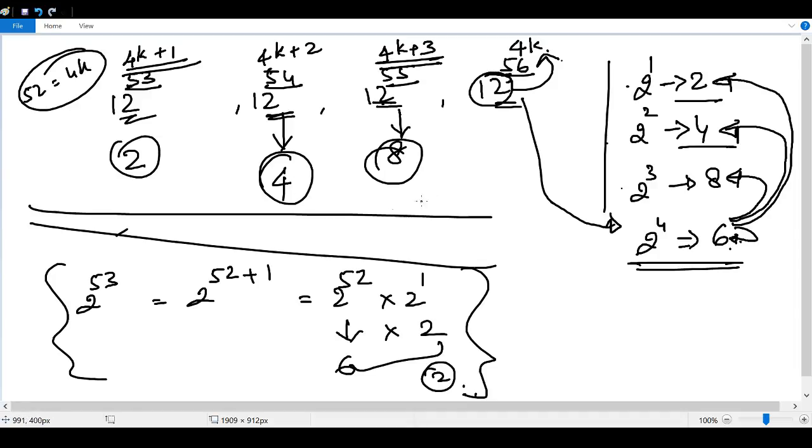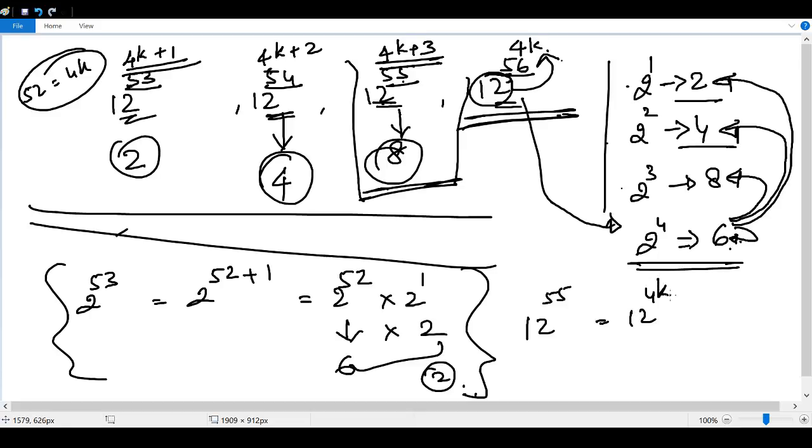Now let's look into the other possibility. When you look at this, do you realize that 12 power 55 is not only 3 more than a multiple of 4, that is 52 plus 3, but it is also 56 minus 1, which is 1 less than a multiple of 4?